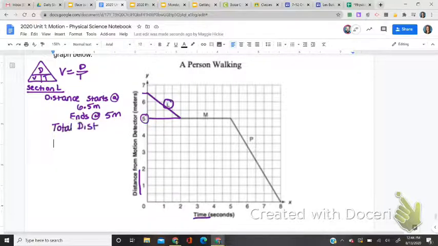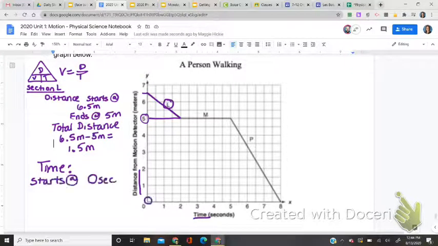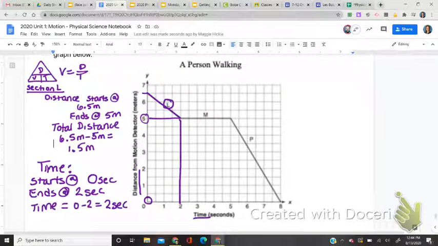To identify your total distance, take 6.5 meters, subtract 5 meters, and your total distance is 1.5 meters. So that's part of it. The other variable you need to identify is time. We start at 0, so we follow this point all the way down to time, which starts at 0. Then we identify that it ends here at 2, and we are in seconds. So it starts at 0 seconds and ends at 2 seconds. Thus our time is 2 total seconds.